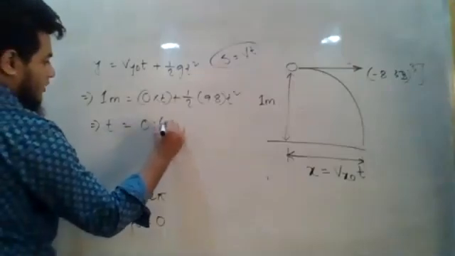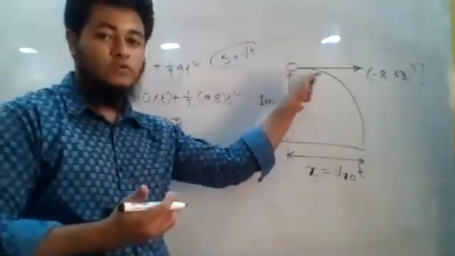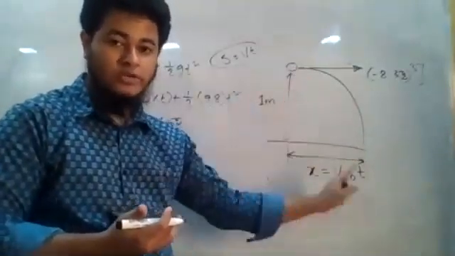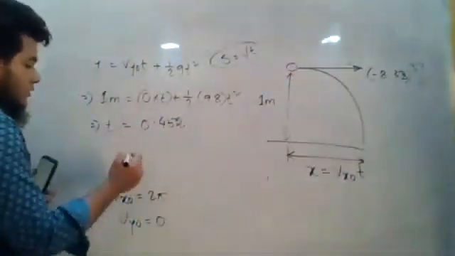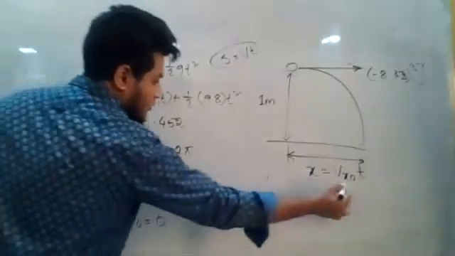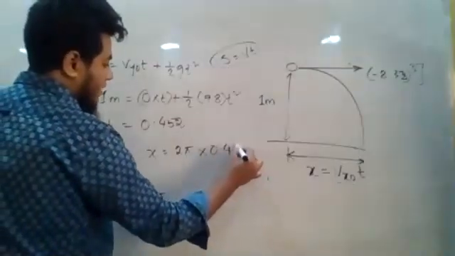If you find the value of t, you will get 0.452 seconds. That means it will fall on the ground within 0.452 seconds. In that time, we will find how much x distance it covers. If I put the value over there, x is equal to vx naught, which is 2 pi, into time, 0.452.